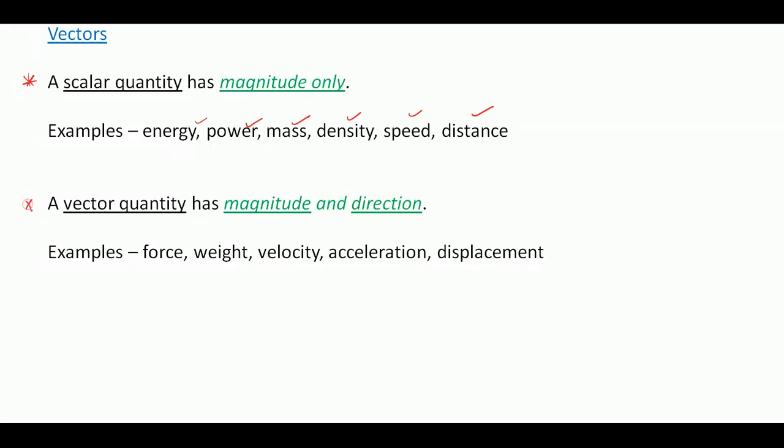Now, a vector quantity, on the other hand, has both a magnitude and direction. So the scalar quantity just has magnitude, but a vector quantity has both magnitude and direction. So examples of vector quantities are, let's say, force, weight, velocity, acceleration, and displacement. These are all examples of vector quantities.